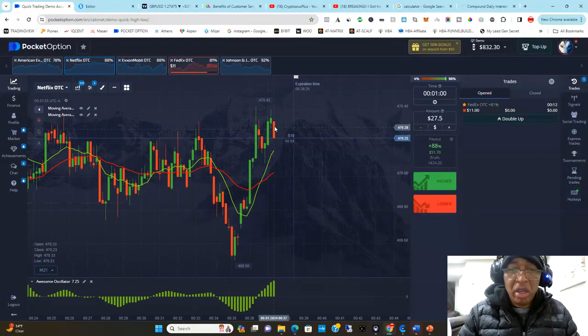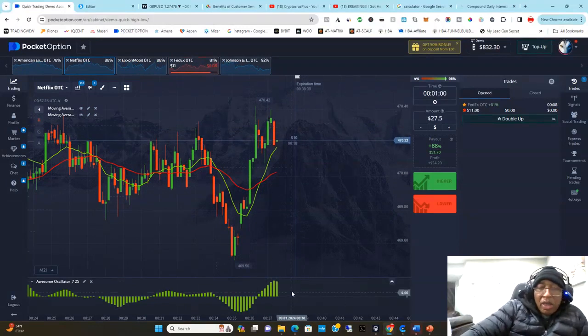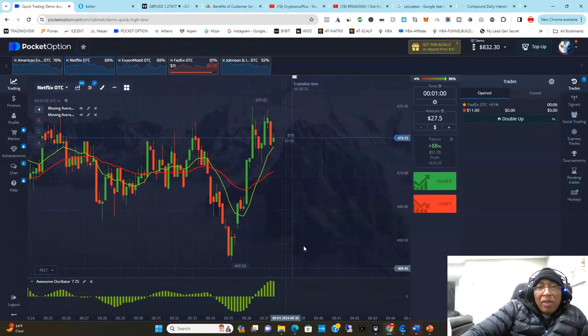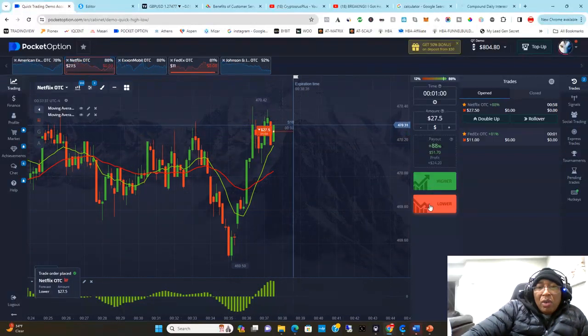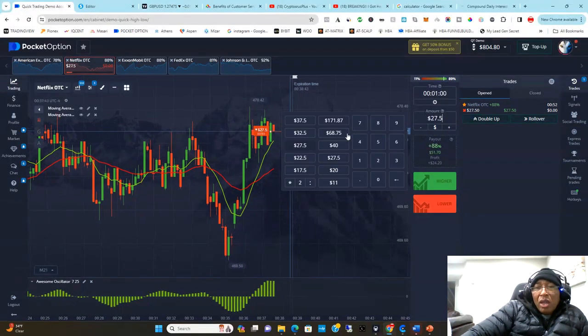You can see it pointed upwards, and now it's coming down. It's like hit the max. So this is going downwards. All right, so let's go down with that one. And the next one is 68.75.